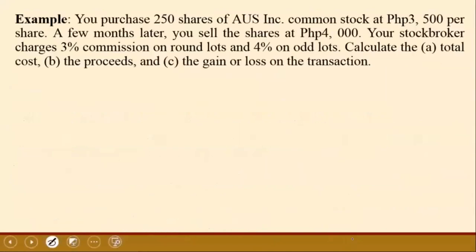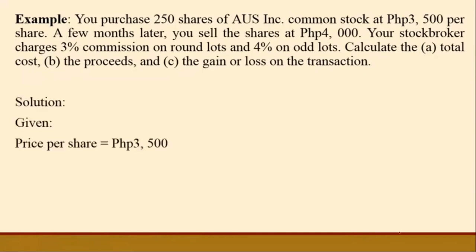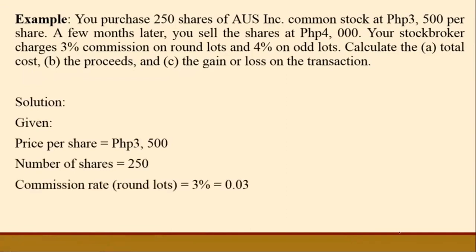Example: you purchase 250 shares of AOS Incorporated common stock at 3,500 pesos per share. A few months later, you sell the shares at 4,000 pesos. Your stockbroker charges 3% commission on round lots and 4% on odd lots. Calculate A, the total cost, B, the proceeds, and C, the gain or loss on the transaction. Let us identify the given: price per share 3,500, number of shares 250, commission rate on round lots 3%, and on odd lots 4%.